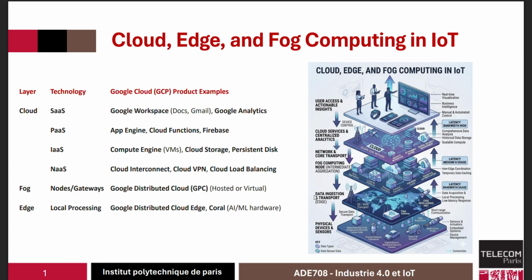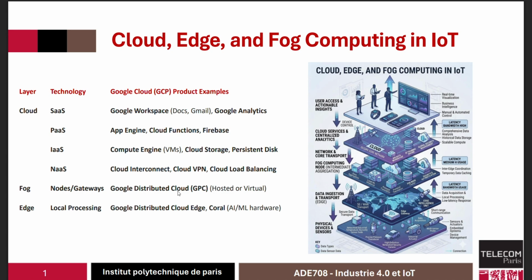As an example, we have Google Distributed Cloud Edge and Coral. And the second one is the fog. Fog is the intermediate layer between the cloud and the edge. It's based on nodes and gateways. If you want, it's like the parts used to distribute cloud services. And as an example, we have Google Distributed Cloud, hosted or virtual.